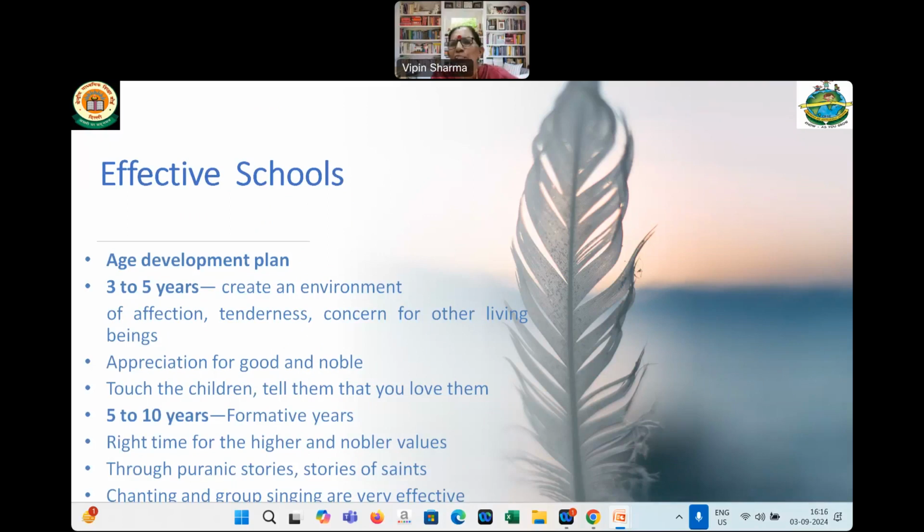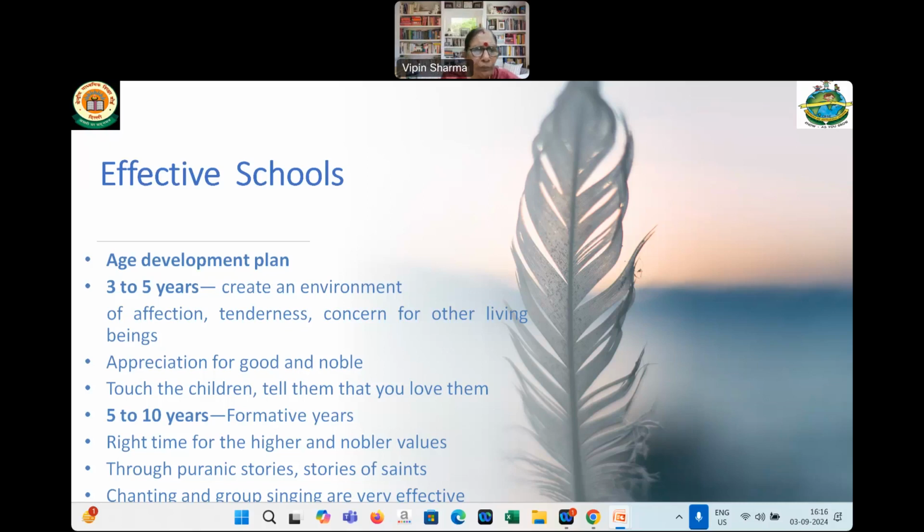I can give a very simple example. You can see this leaf over here. Tell the children, look into this. Think of a poem, they will write. Tell them to think of the sky, they will write. Tell them to think of what comes to their mind, they will do it. Only a teacher needs to tap the creativity of children, tap the thought process of children. That is why NEP 2020 speaks about competency-based learning away from rote learning. No more rote learning. So let us give an environment of love to the children. Appreciation for good. Touch the children. Tell them that you love them.